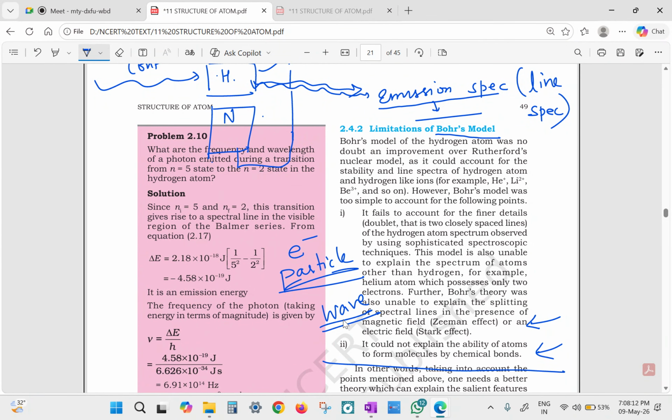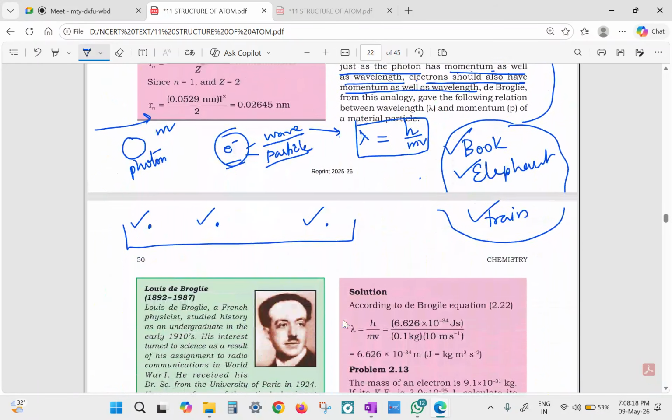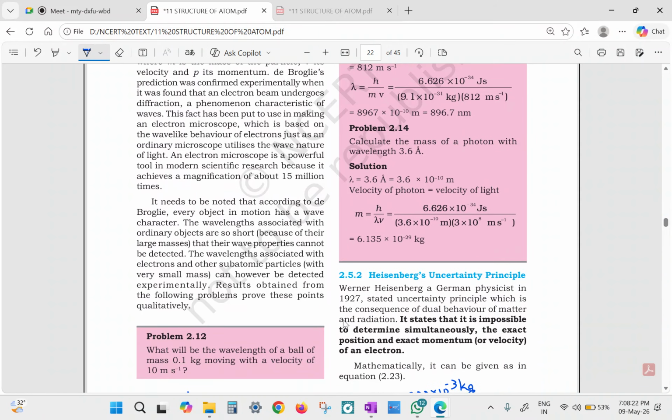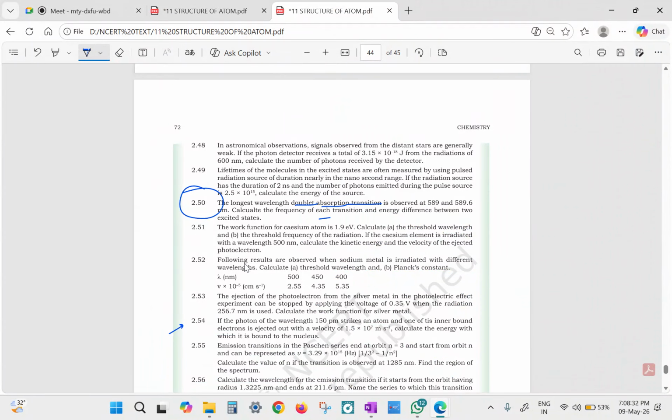Are we clear? Yes, ma'am. So we are stopping with this and we will go to the Heisenberg uncertainty principle in the next class. So go up to this and finish up to this. There are some numericals, but you do at least these problems. There are some numericals based on the de Broglie wavelength.